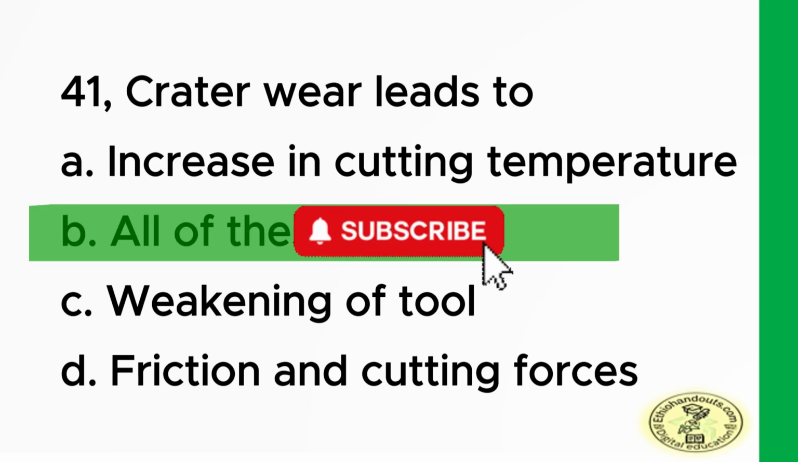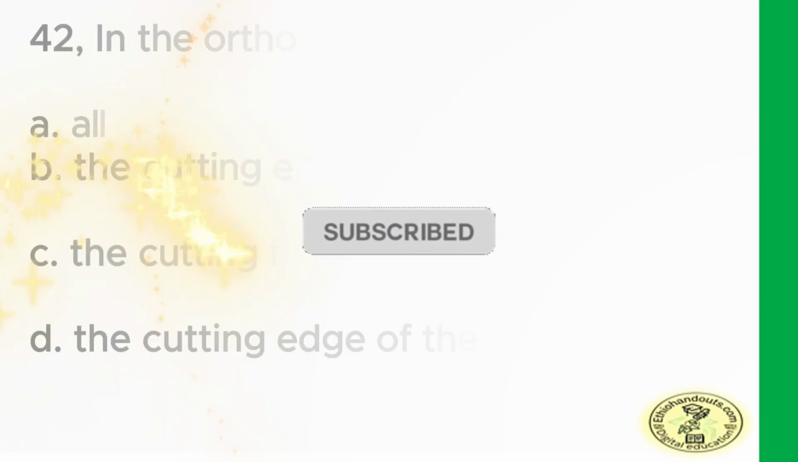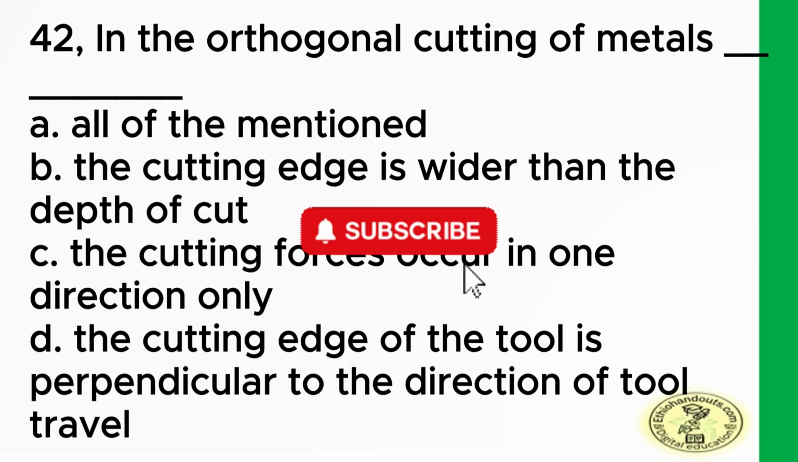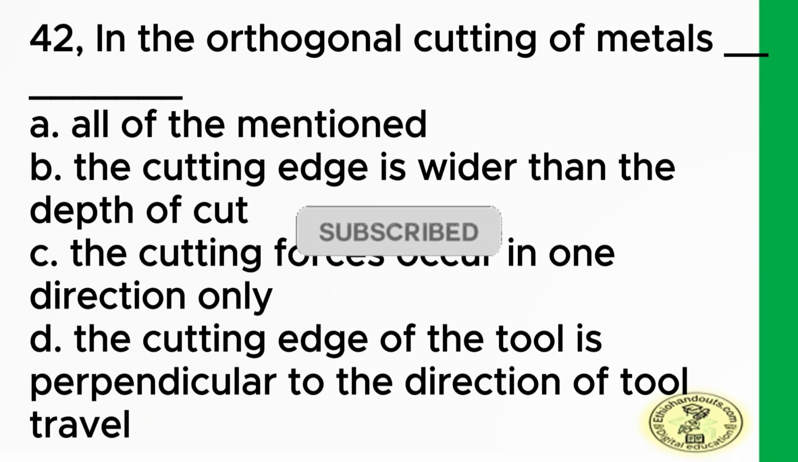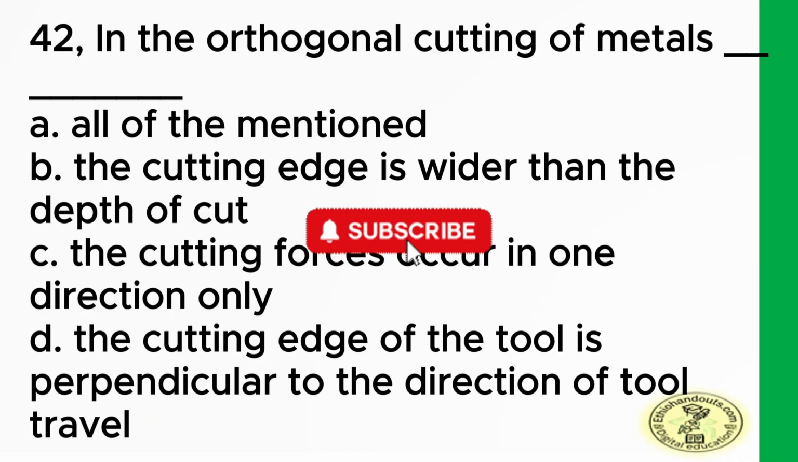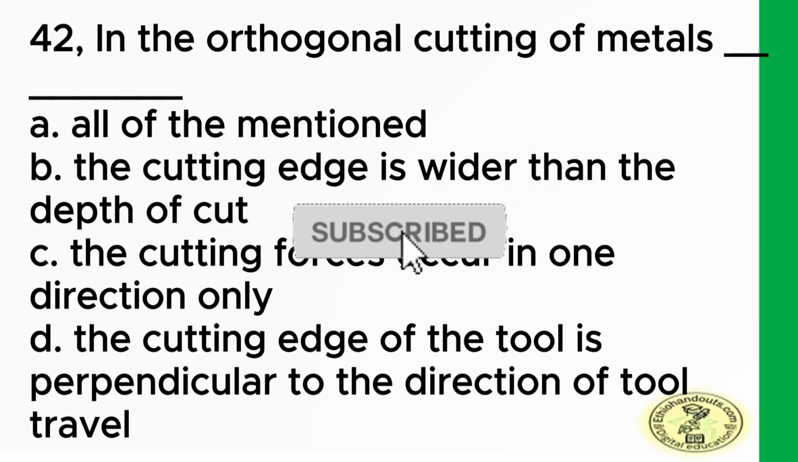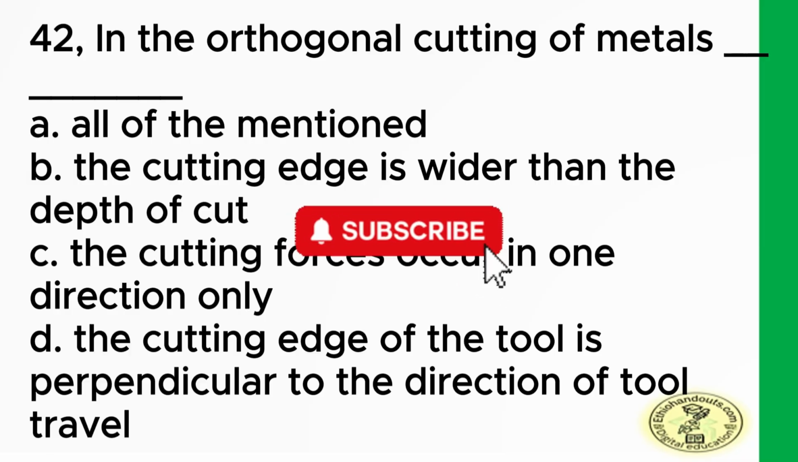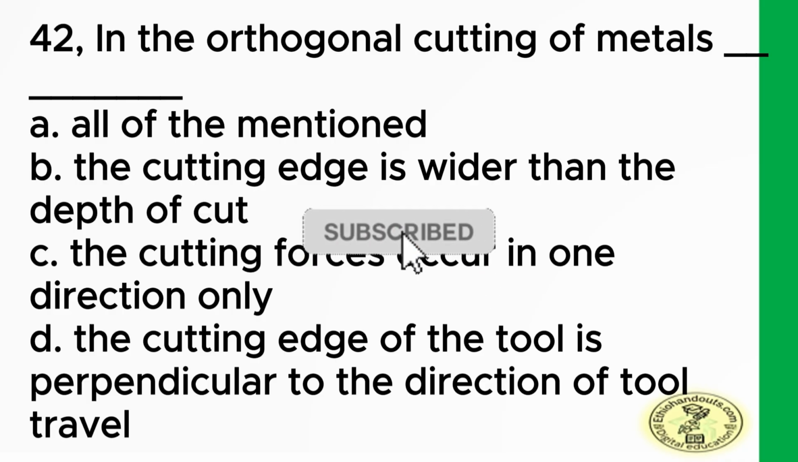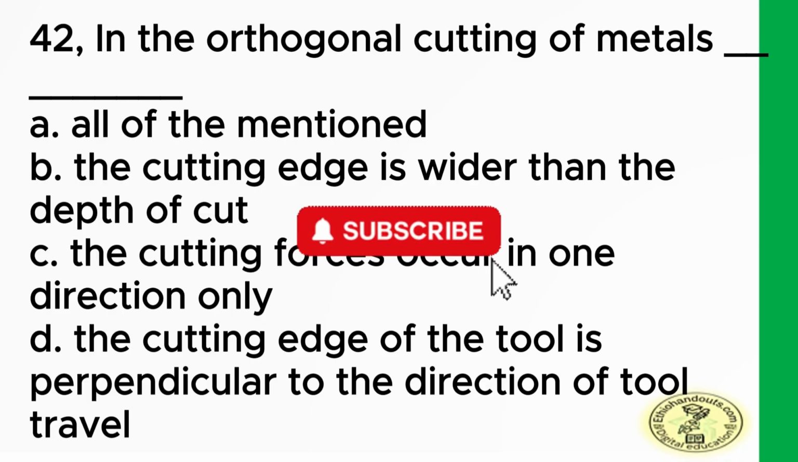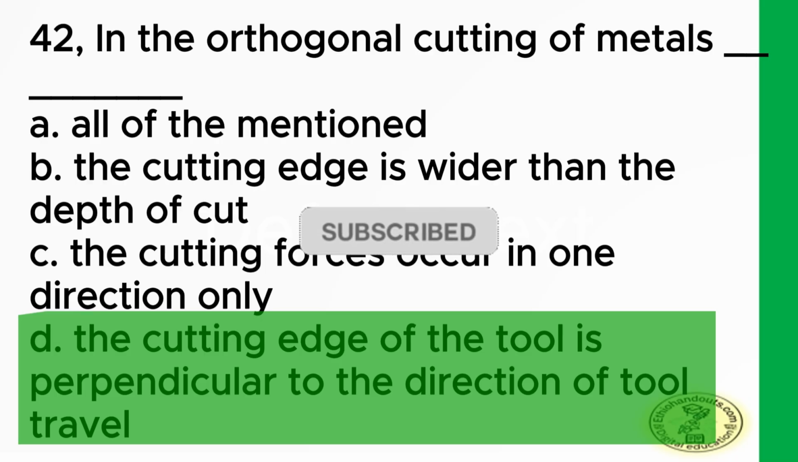The correct answer is B. All of these. 42. In the orthogonal cutting of metals dash. A. All of the mentioned. B. The cutting edge is wider than the depth of cut. C. The cutting forces occur in one direction only. D. The cutting edge of the tool is perpendicular to the direction of tool travel. The correct answer is D. The cutting edge of the tool is perpendicular to the direction of tool travel.